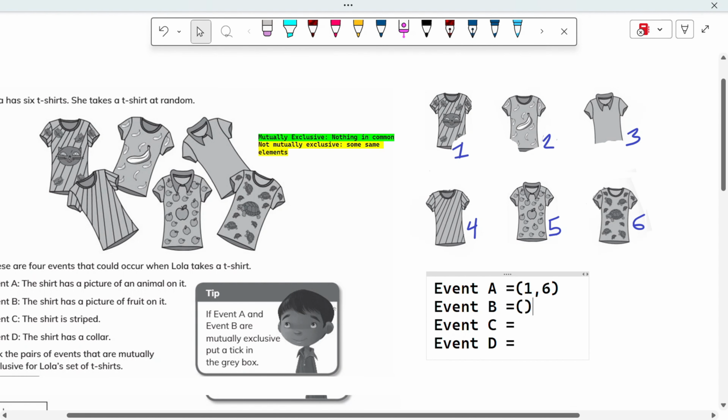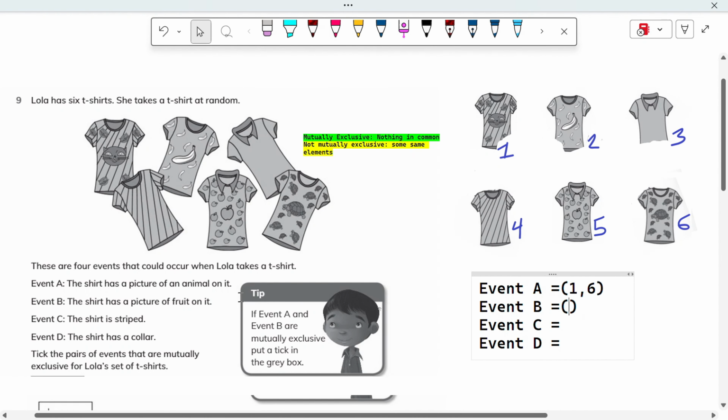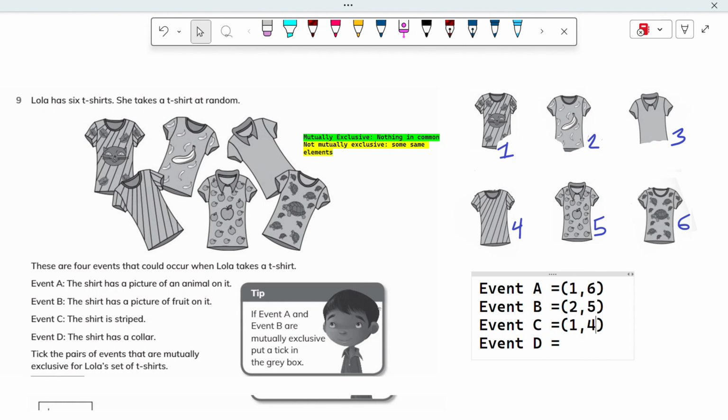Now let's list the elements for event B. We have the shirt has a picture of a fruit on it. So let's list the shirts that have fruits on them. We have 2 and 5. Now event C, the shirt is striped. Yes. So if you look at the first shirt, it has stripes on it, so does the fourth shirt. So event C is going to be shirt 1 and shirt 4.